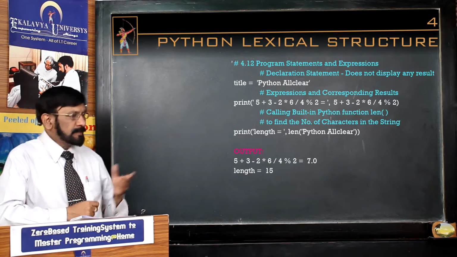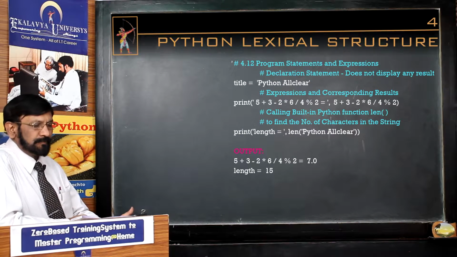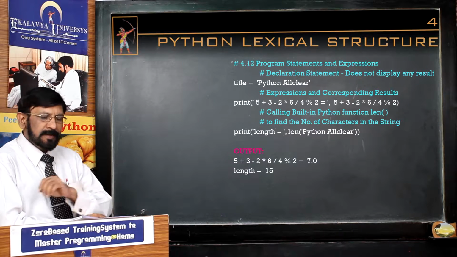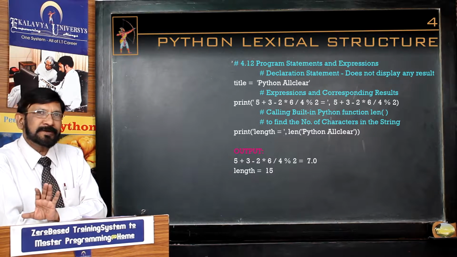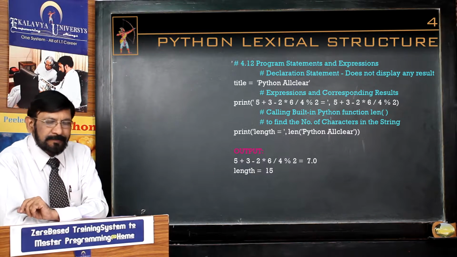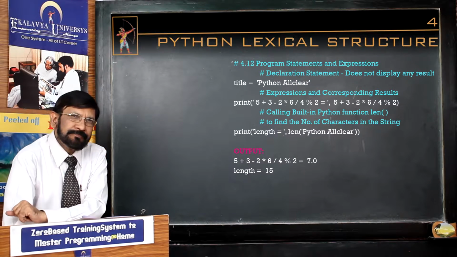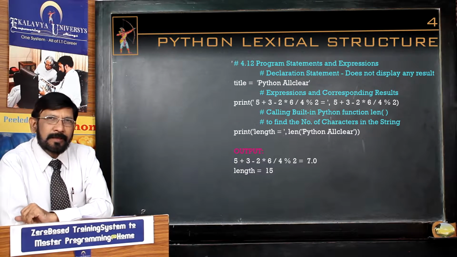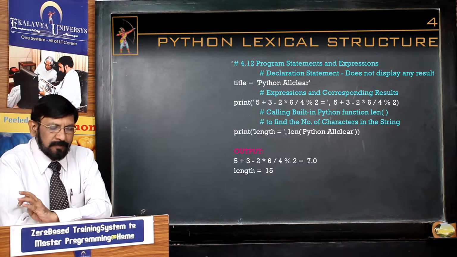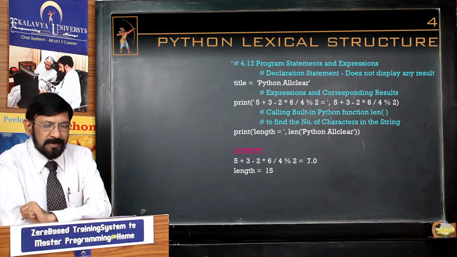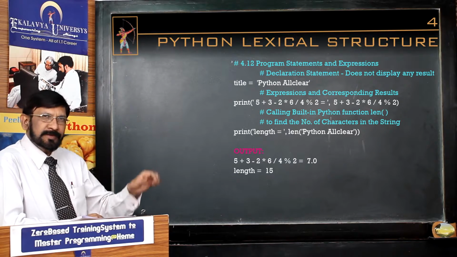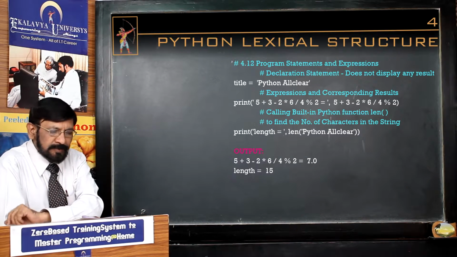And here I have given a small program, just see 4.12. Here first I have written title and initialized it with "Python all clear". That is a statement. You must understand it is not an expression, it is a statement. And thereafter I have written one print statement. In the print statement I have written an expression: 5 plus 3 minus 2 into 6 by 4 modulus 2. That is evaluated and a single value is created.